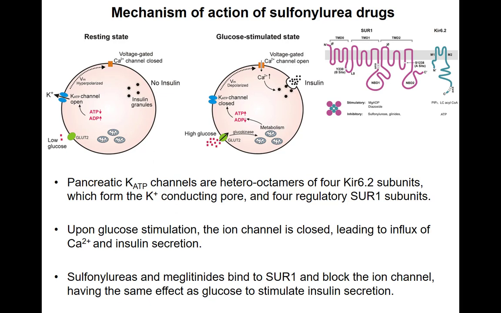And these are channels that are made up of heterooctamers. They are made of 4 subunits called the Kir6.2 subunits, which are the channel for the potassium conduction, and also 4 regulatory subunits called the SUR1 subunits. And these are very large proteins, ion channels, and they traverse the cell membrane, and in their open or closed state, they can then lead to the transport of ions through the cell membrane.